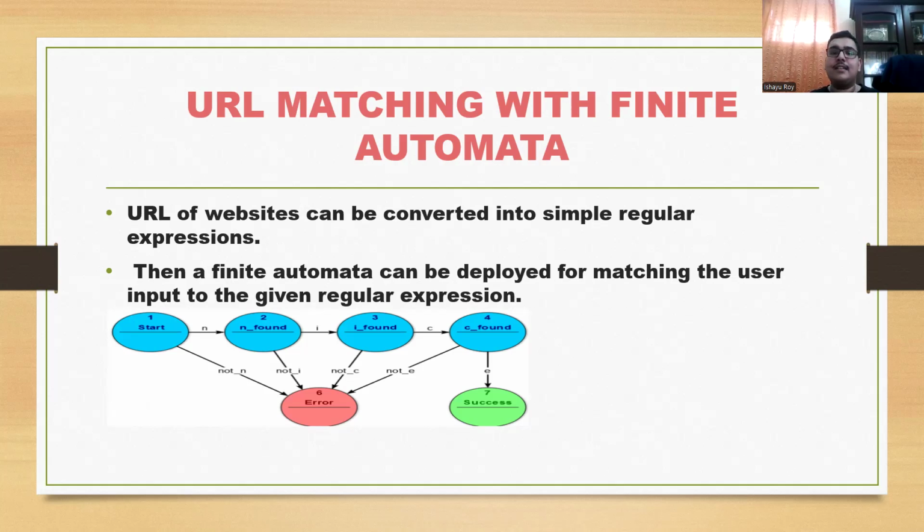For example, here is a finite automata which validates the word nice. Assume it's a URL. So you start, and then if you get N, you go to a state N found. If you get I, you go to a state I found. C to C found, and then E you represent success. For any error in any state, you go to an error state and display an error, which in this case is basically an error 404, page not found.